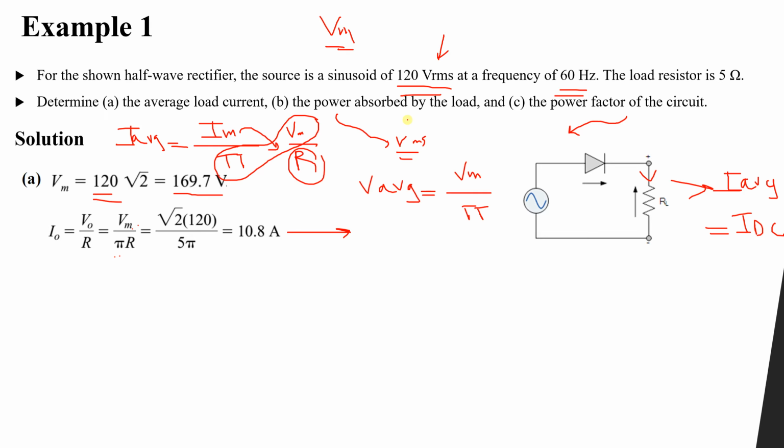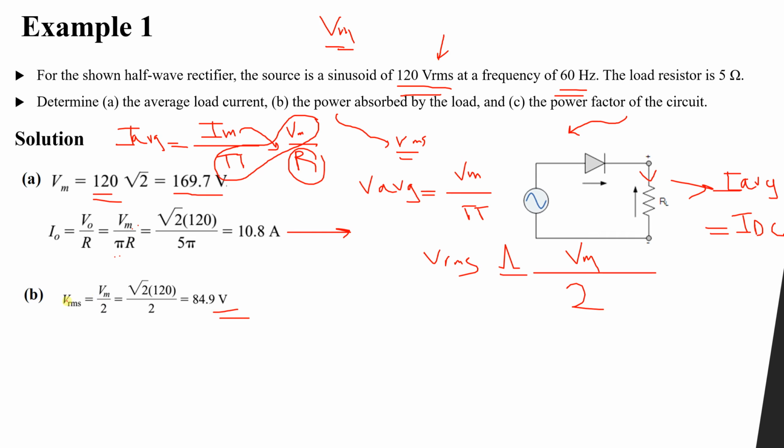Second one, which is the power absorbed. As we said before, we will use the RMS values. So power will be equal to VRMS square divided by R, or IRMS square multiplied by R. And VRMS of the output, as we learned in the previous lesson, is equal to Vmax divided by 2, from the relations that we explained when we talked about the half-wave rectifier. So VRMS equals Vmax over 2, which gives us 84.9 volt. So VRMS square divided by R gives us the whole power consumed by the load, as you can see here.